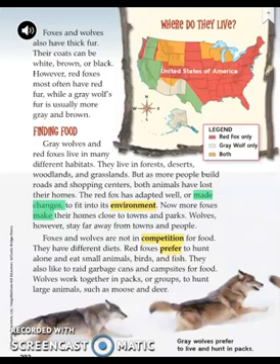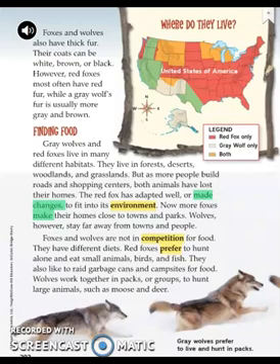Now, more foxes make their homes close to towns and parks. Wolves, however, and when you see the word however, get ready for a contrast. Wolves, however, stay far away from towns and people. Foxes and wolves are not in competition for food, which means they do not eat the same food, and as a result, they do not compete for food. They have different diets, and diets means foods.